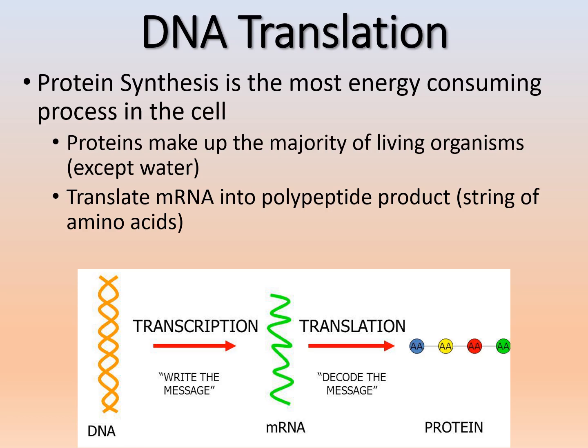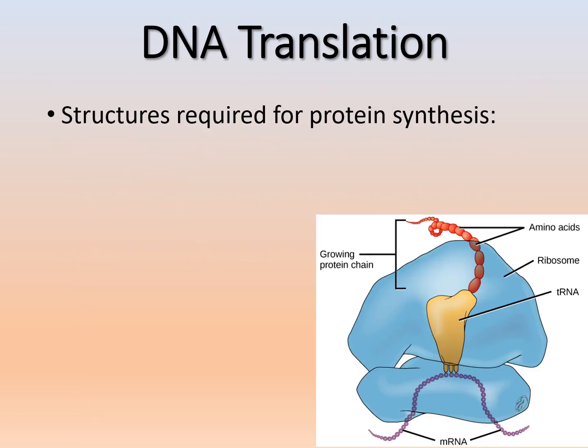And so what we're going to do is we're going to translate that mRNA, or decode that messenger RNA, into a polypeptide product, which is going to just be a string of amino acids. Essentially that mRNA is going to code for all these different amino acids, and we're going to string them together and build a protein. I have a great video on transcription and translation that you can check out either through the PowerPoint if you can click on the link, or I also have it on Canvas, so definitely check it out.